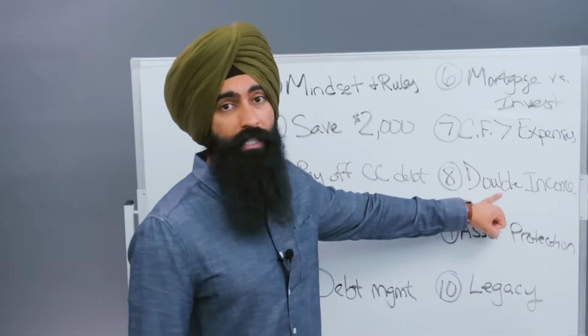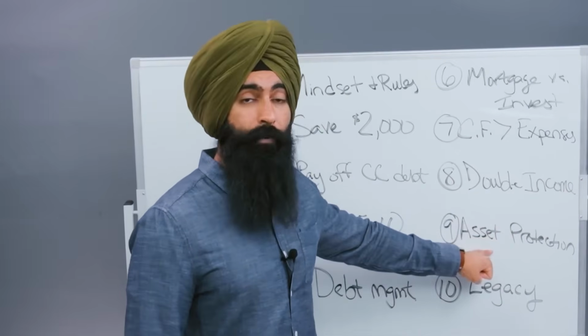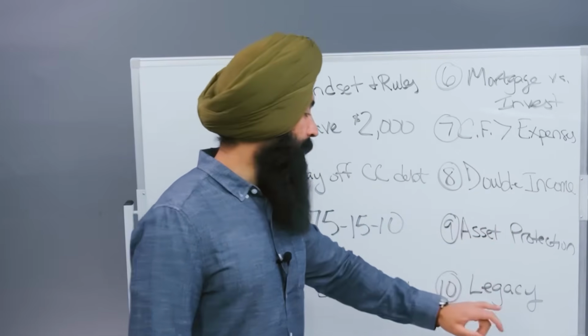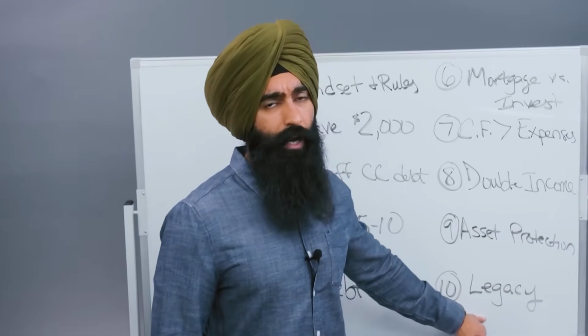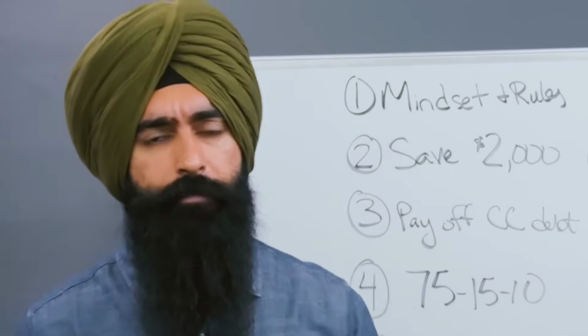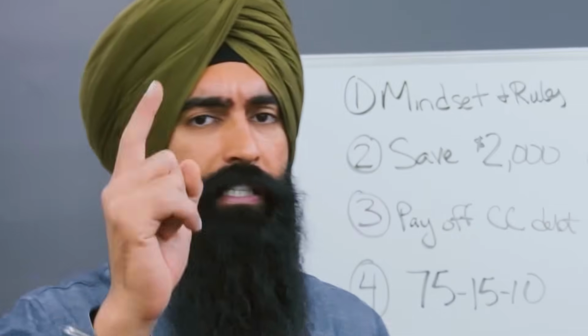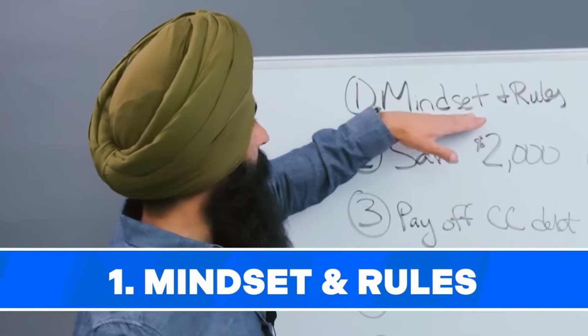Number 8 is work to double my income. Number 9 is build my asset protection systems. And number 10 is how do I leave a legacy on this world? So let's go through each one of these steps one by one in this checklist, starting with number 1, understanding the money mindset and rules.